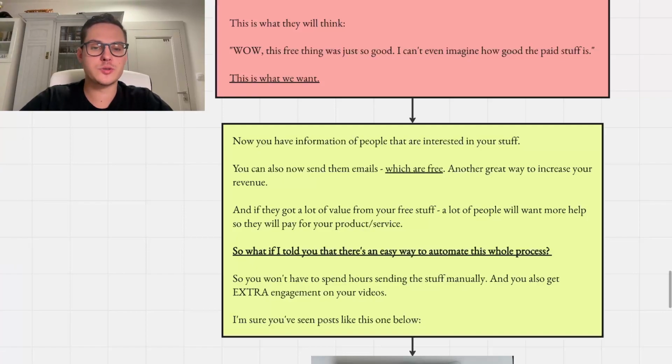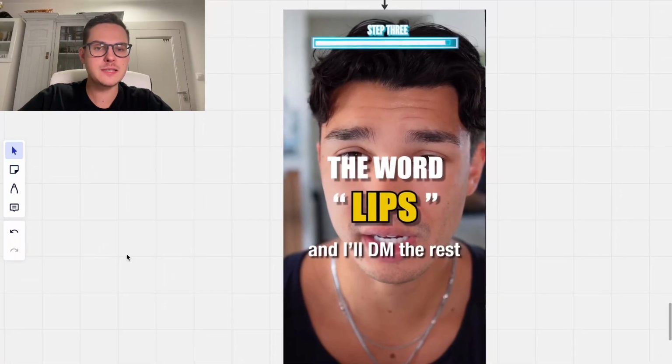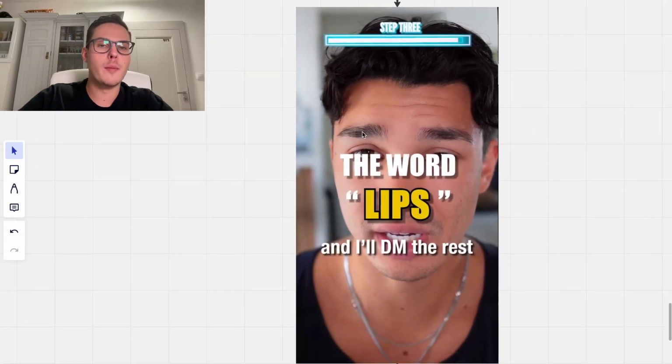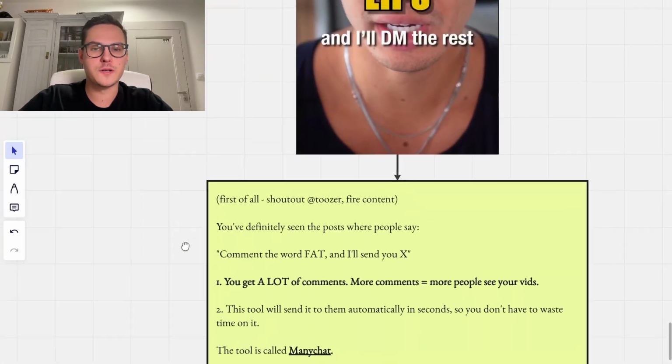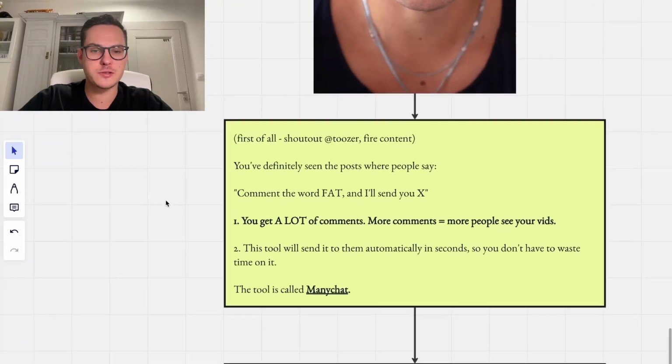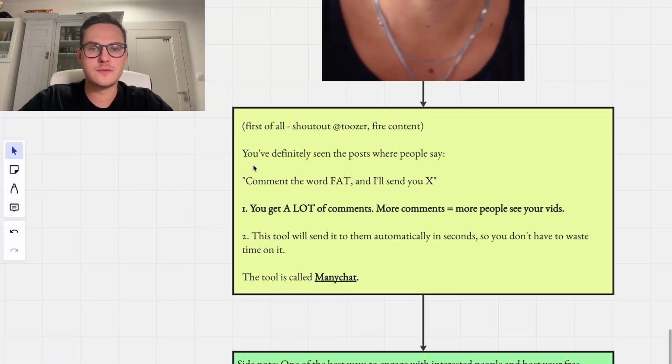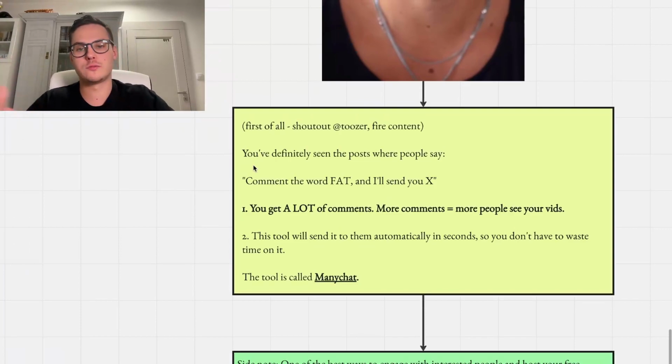So what if I told you that there's an easy way to automate this whole process? So you will not have to spend hours sending the stuff manually, and you also get extra engagement on your videos. I'm sure you've seen a post like this one below. Basically, a post saying comment the word "lips" and I'll DM you the rest. So first of all, shout out to Zer. He makes great content, I learned a lot. You've definitely seen posts where people say, comment the word X, and I'll send you X.